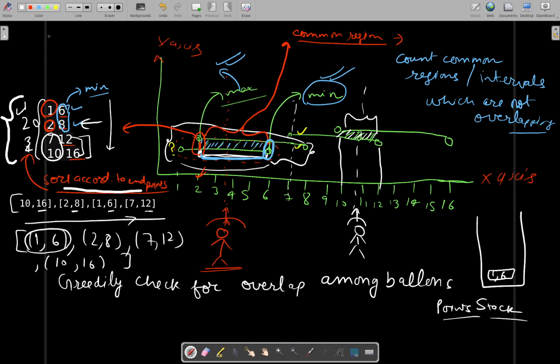So then let's say you are at this particular interval while traversing this array from left to right direction, after this array is being sorted according to the endpoints in increasing order. So you will check for the overlap. How will you be checking for the overlap? Let's say this is the previous interval, and this one is the current interval.